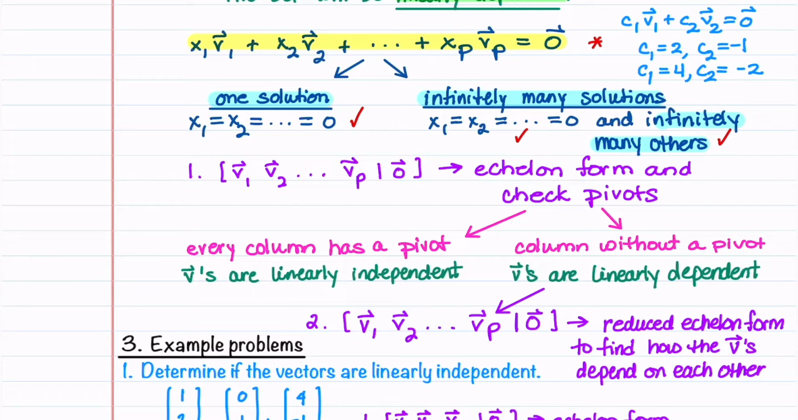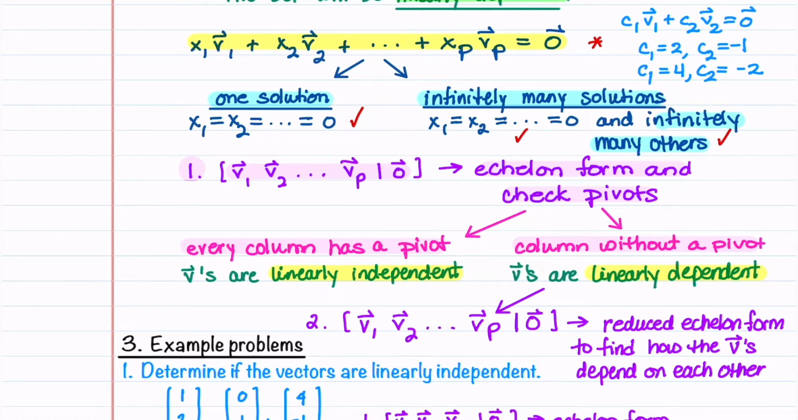When we're given a set of vectors and we want to determine if they're linearly independent or linearly dependent, here's what we have to do. Our first step will be to place our set of vectors in a matrix and augment it with 0. We'll then reduce this matrix to echelon form and check for pivots. If every column has a pivot, our set of vectors will be linearly independent. And then if we have a column without a pivot, our set of vectors will be linearly dependent.